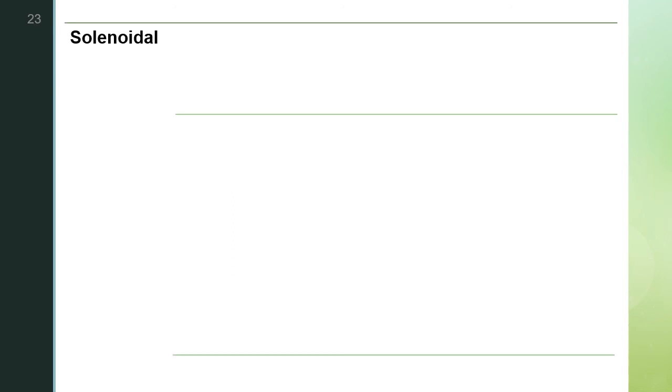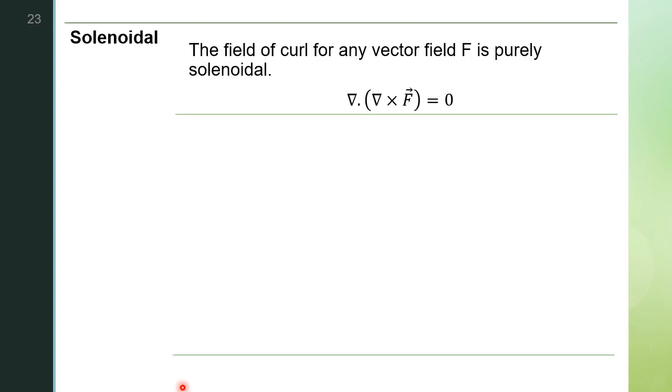When we discussed the curl of a vector, we have already said that the divergence of the curl of a vector field is always equal to 0. Therefore, the field of the curl of any vector is always solenoidal in nature.